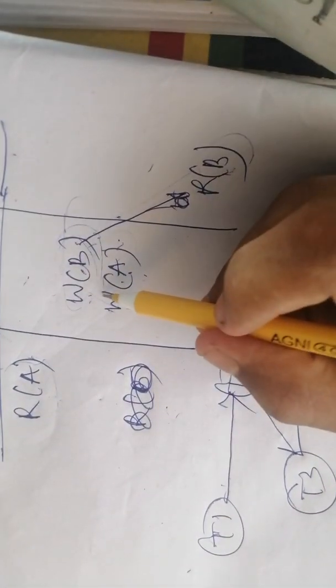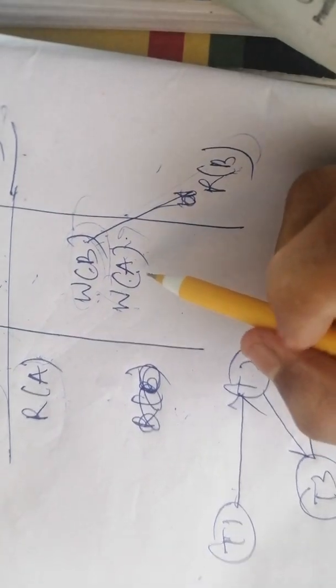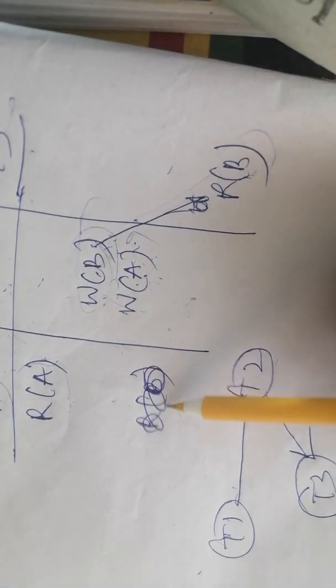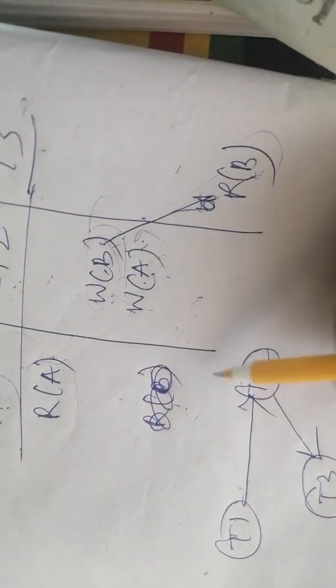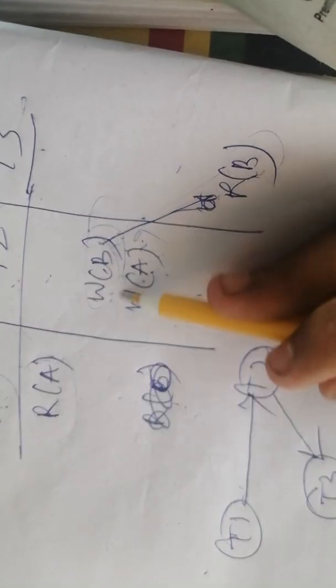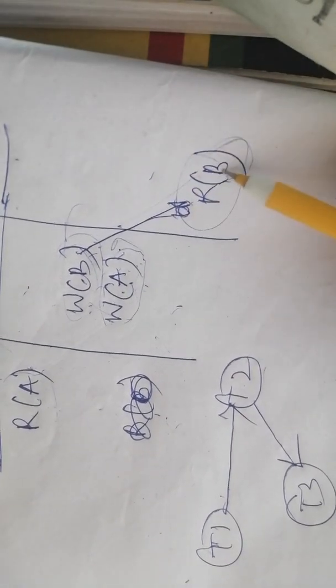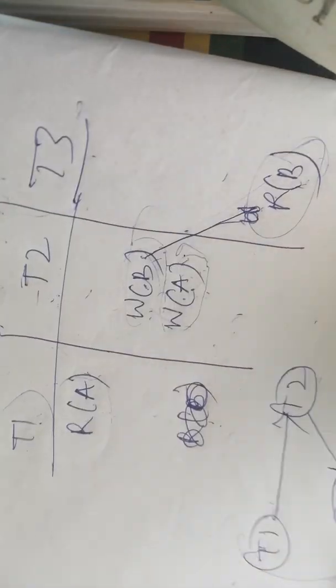Okay, let's move on to the next one. What is present? Write on A. Let's check whether any read or write on A is present. Nothing is present in T1 or T3, or read A in T3. So we have to do nothing here. Let's move on to the next. This is the last operation, nothing to be done here. So this is the final graph we get.